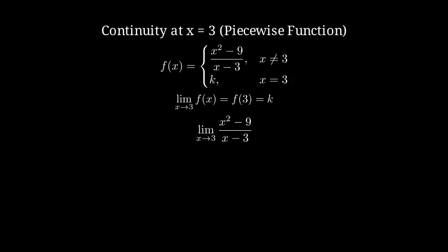Since x is not equal to 3 inside the limit, we use the top piece of the function. The numerator is a difference of squares. We factor x squared minus 9 into x minus 3 times x plus 3. Then we can cancel the x minus 3.